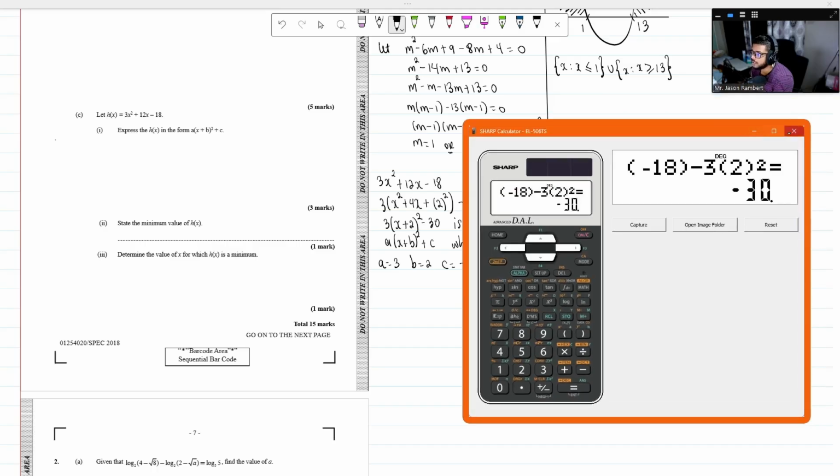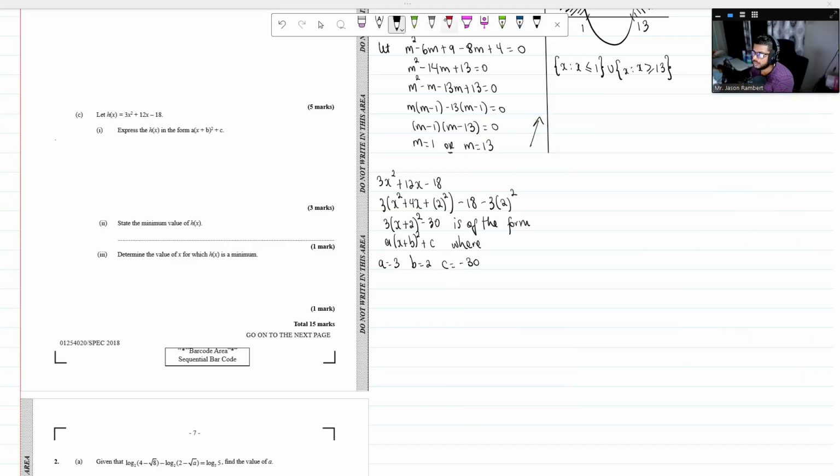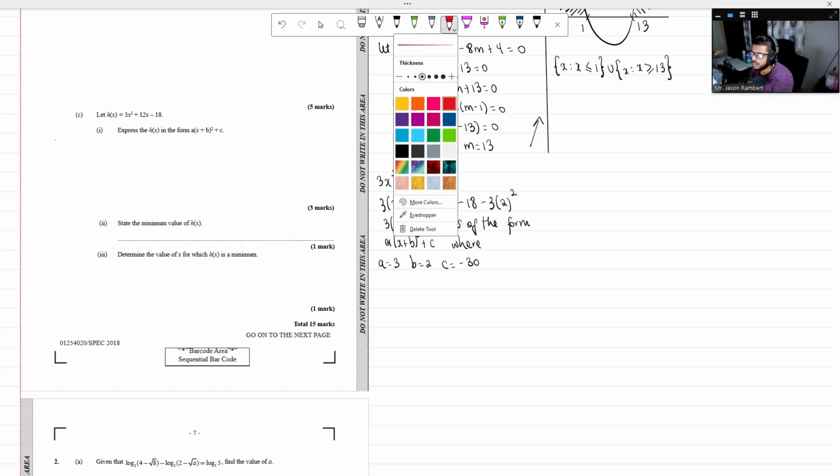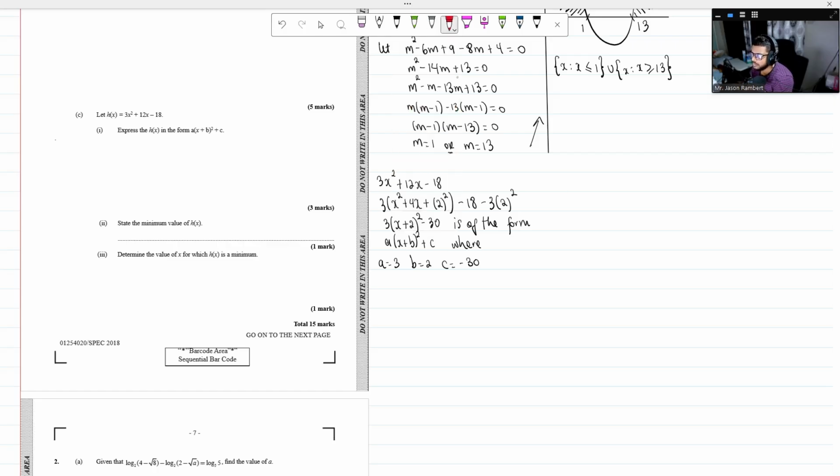Now we saw a custom with a into x plus h squared plus k. And because we saw a custom, I'm going to write it down. A into x plus h squared plus k. We are custom with this version. This could be a, this could be h, and this could be k. So I'm doing that to help me with the next two parts.